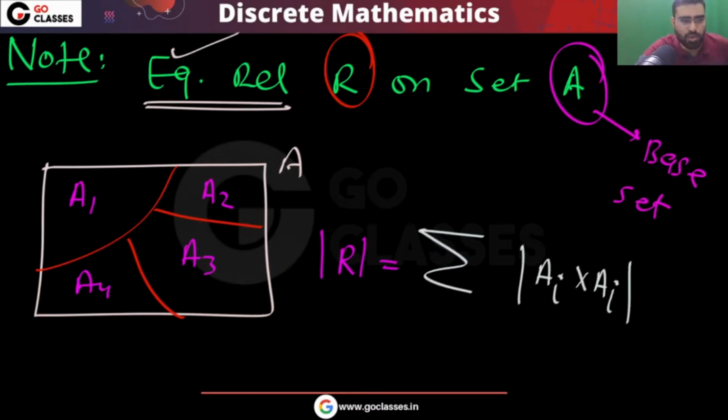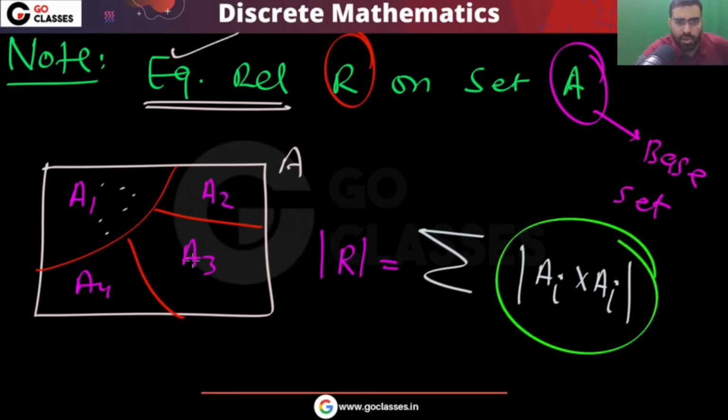Okay, this is what you do. That's it. So just do the summation of the cardinality of Ai cross Ai, because here every element will be related to itself, here every element will be related to itself, and so on. So this is the complete summary.